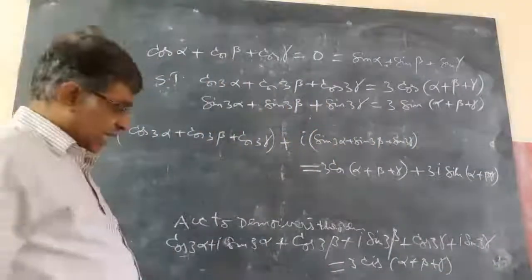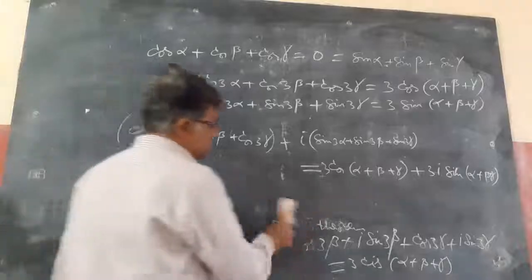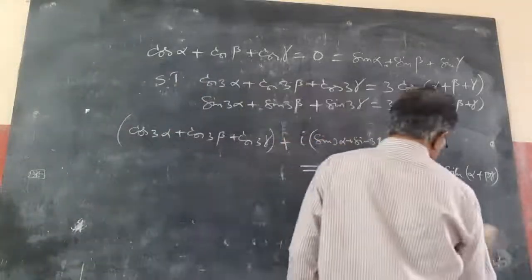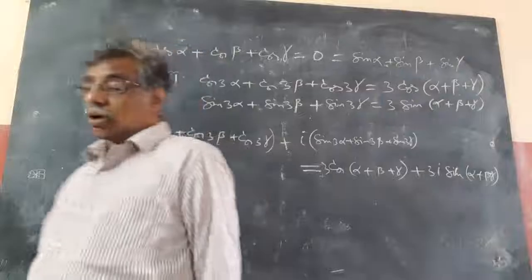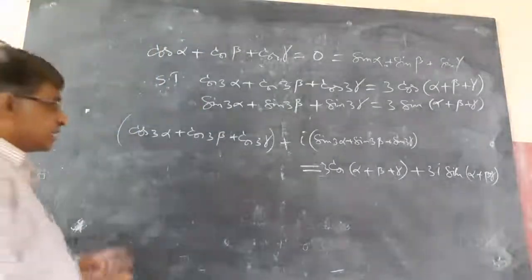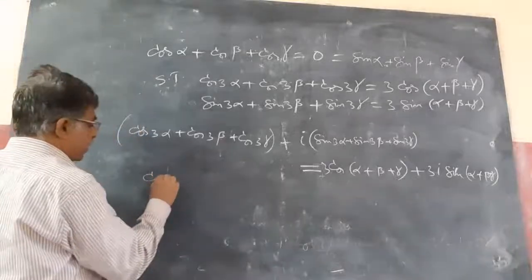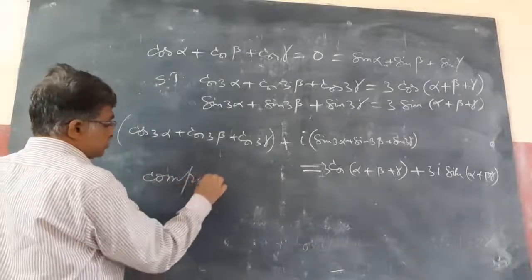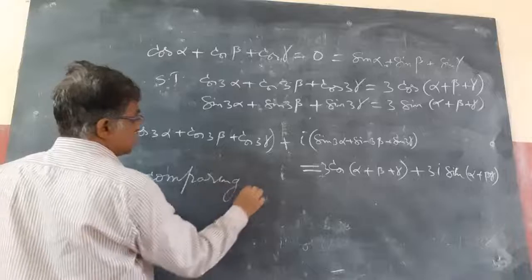Now comparing like terms on both sides, means comparing real parts and imaginary parts separately.